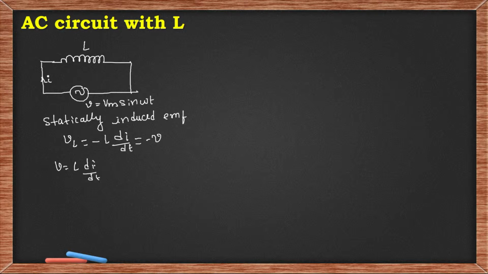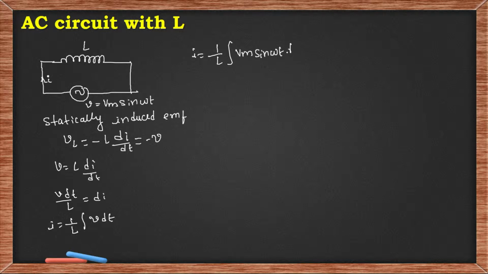Now, I want to calculate this current, so I take dt to the right hand side and L to the left hand side. Therefore, the equation becomes V dt divided by L is equal to di. Integrate on both sides, then we get I is equal to 1 by L, L is a constant, integration of V dt. Let us apply V, that is V is nothing but Vm sin omega t.